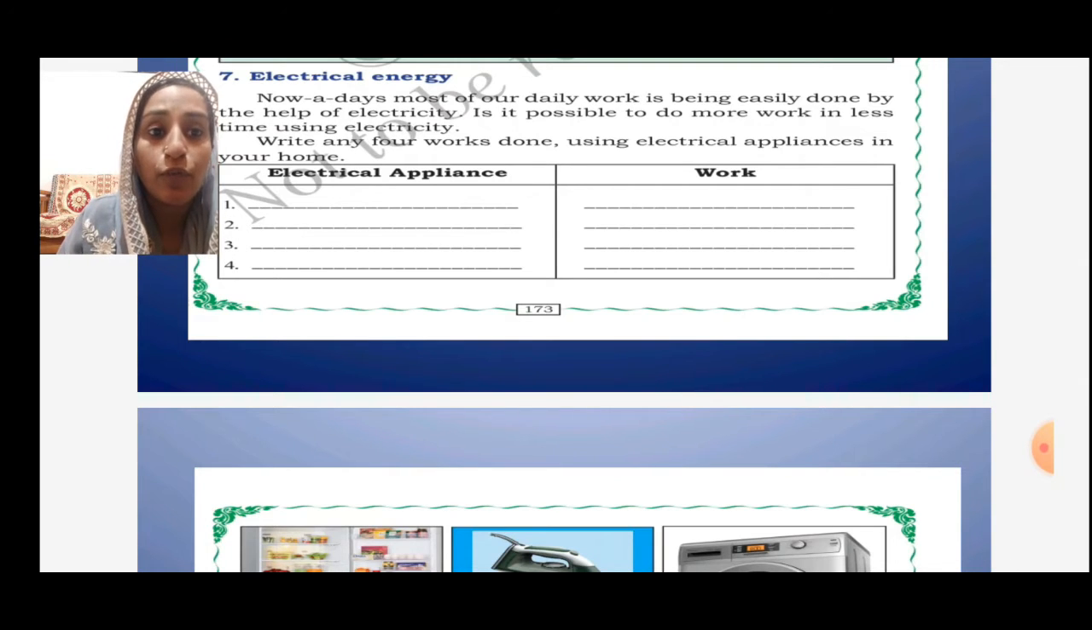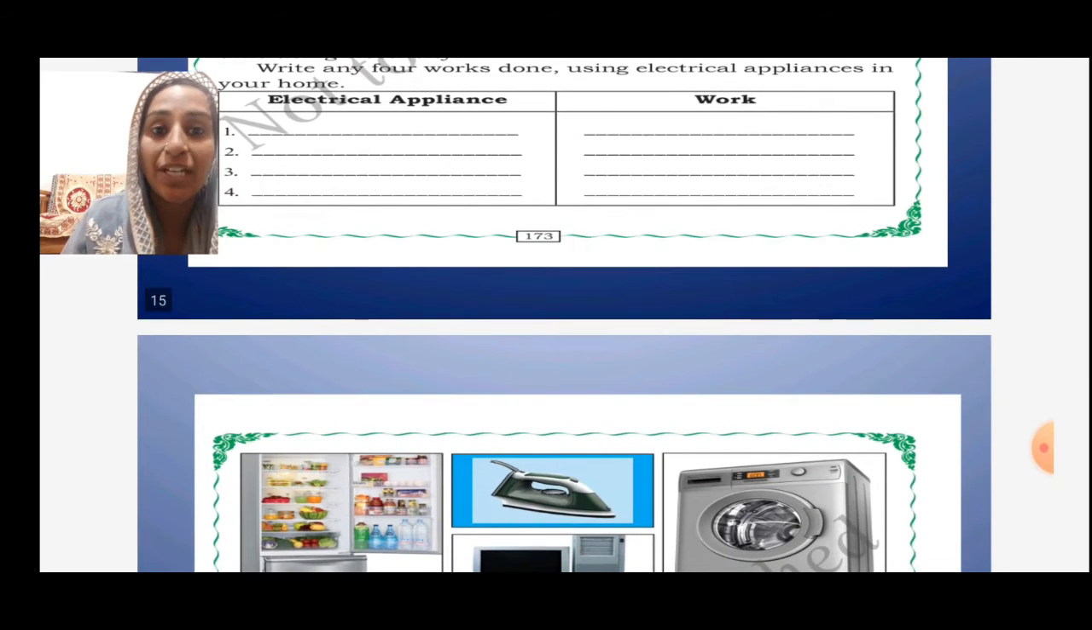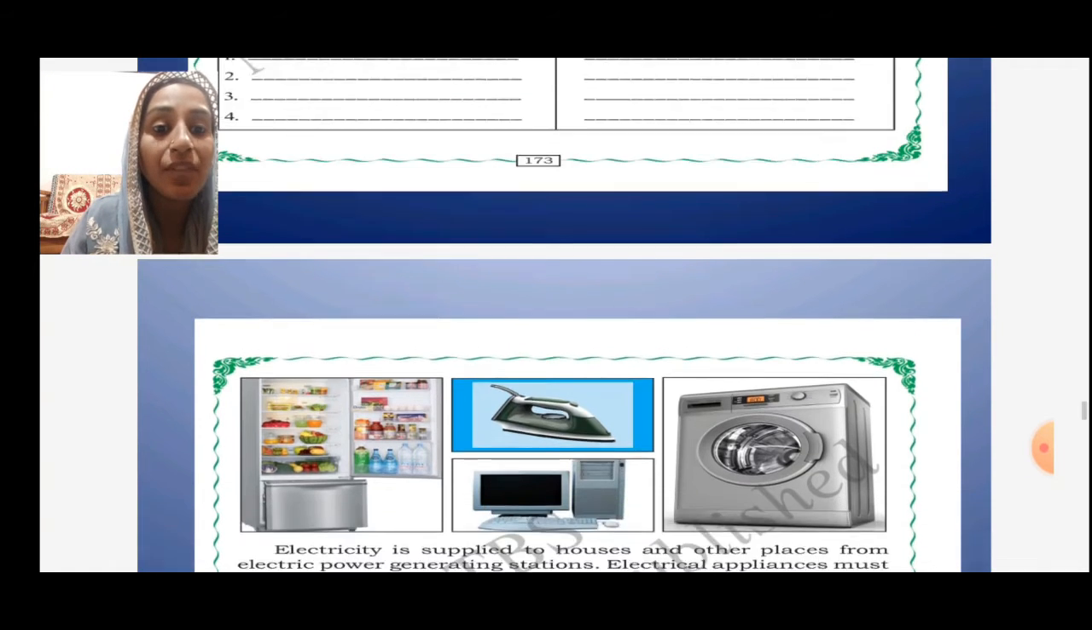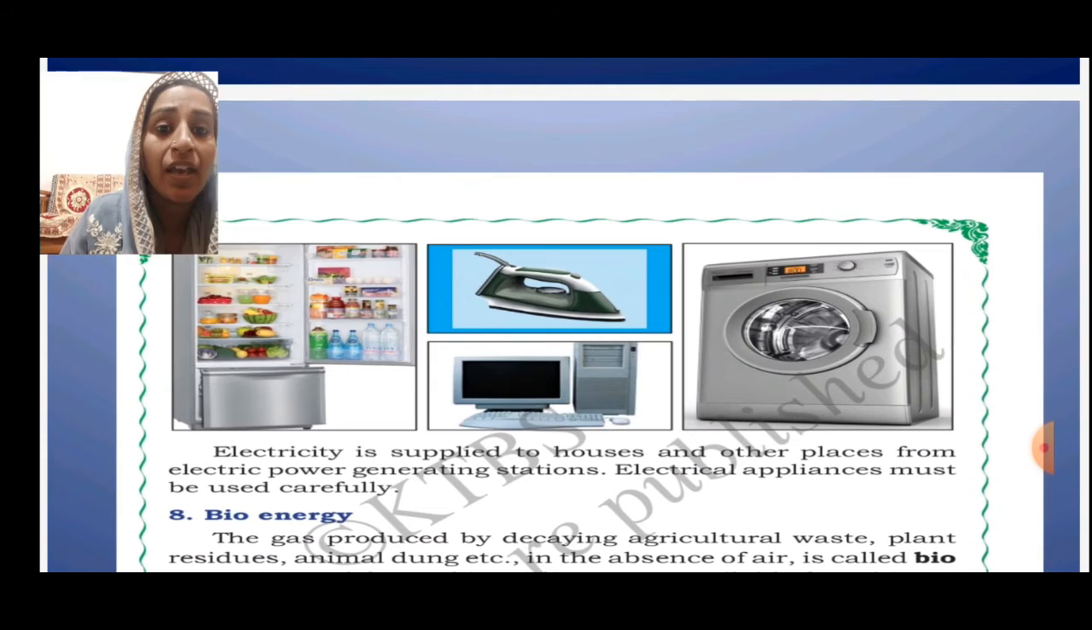Write four works done using electrical appliances in your home. I tell you two: an iron for ironing your clothes and a washing machine for washing your clothes. These are the electrical appliances that are given: your refrigerator, your computer, your iron, then your washing machine.